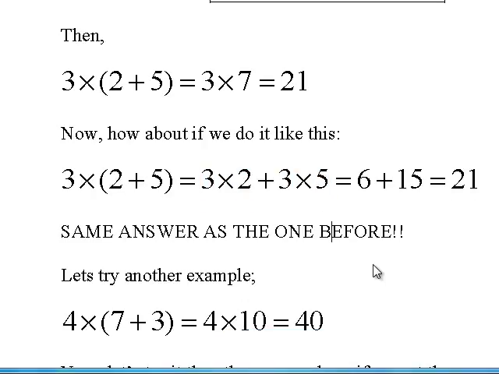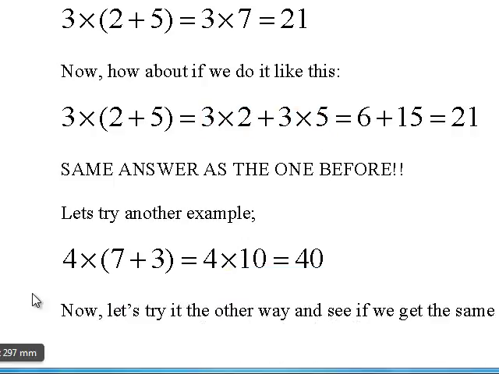So if we look at another example, 4 times, within brackets, 7 plus 3. We take 4 times 7, and then 4 times 3. If we do it this way, we calculate the brackets first, right? 7 plus 3 is 10. So 4 times 10 is 40.